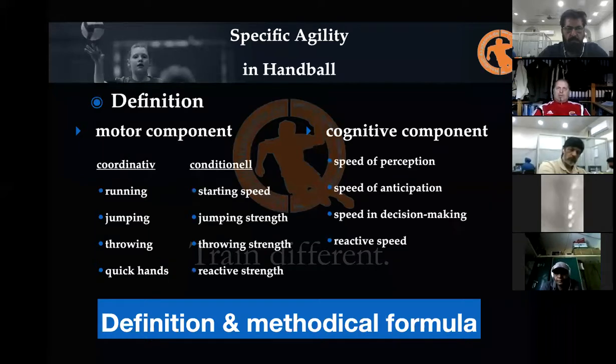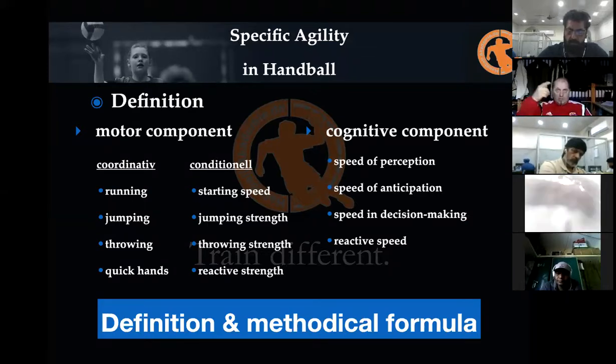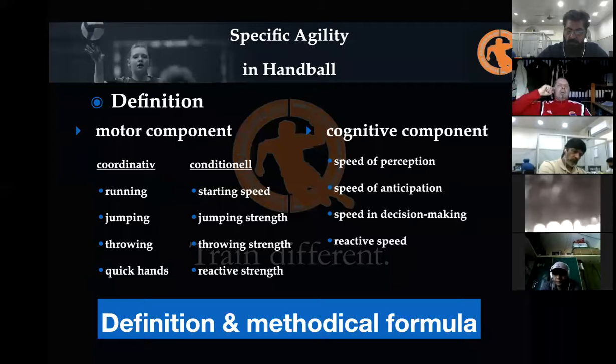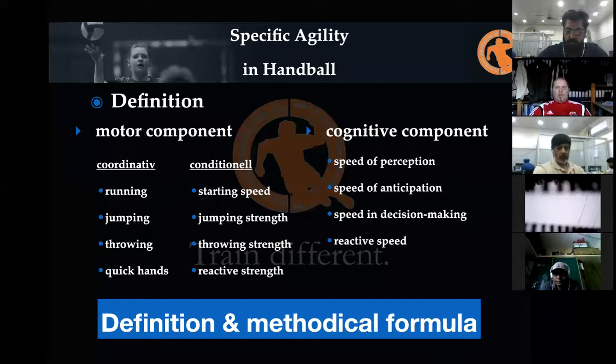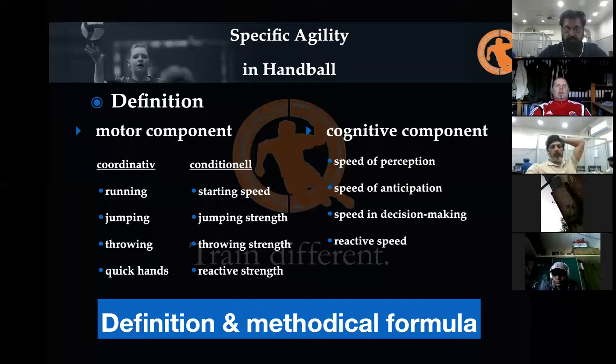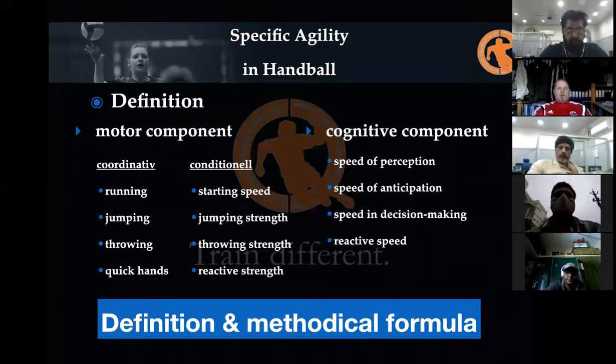on the right side, we talk about elements like speed of perception, speed of anticipation, decision-making, and reactive speed. So this is something that depends on taking up the information, observation, anticipation, knowing what will happen in the next moment, and making a decision very quickly. And as handball is a complex game of constant decision making for all the players in attack and in defense, you can see that this part of the agility, of the specific agility, is very, very important.